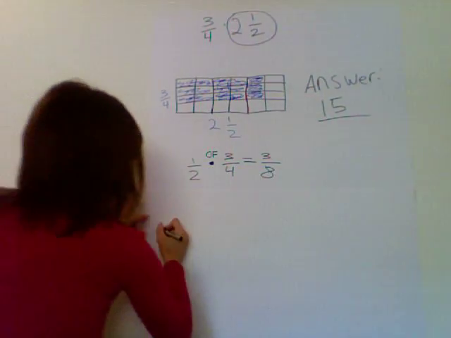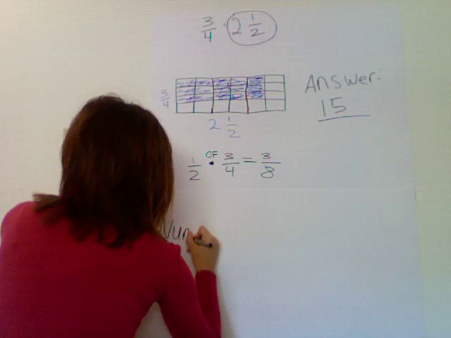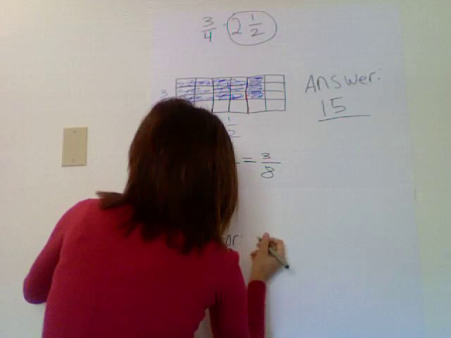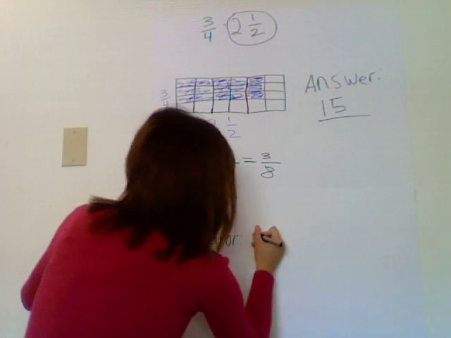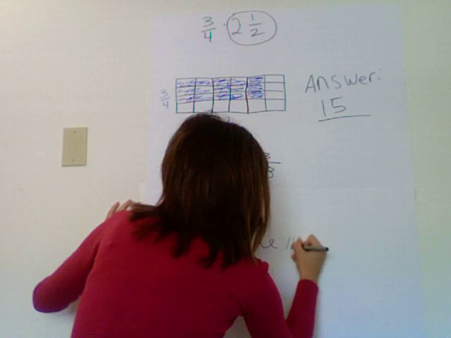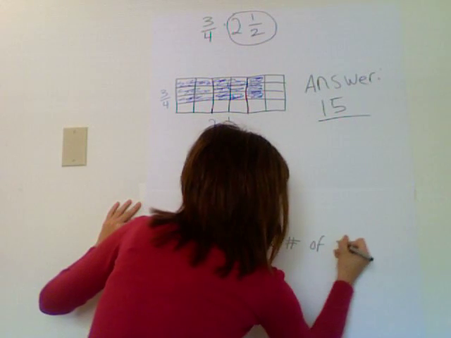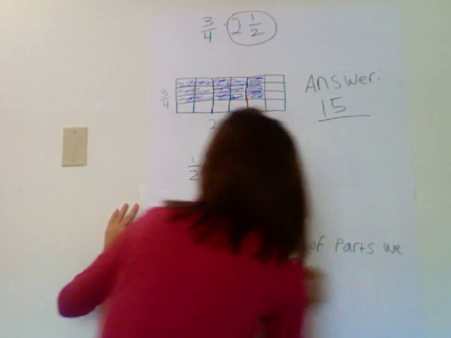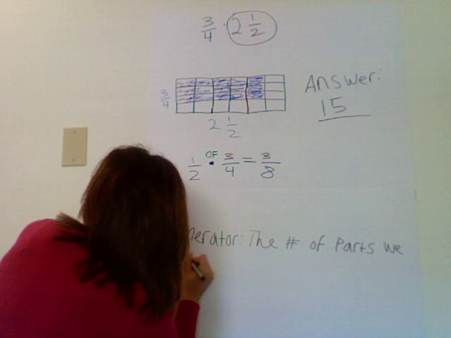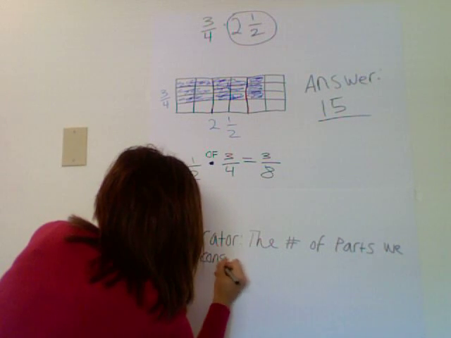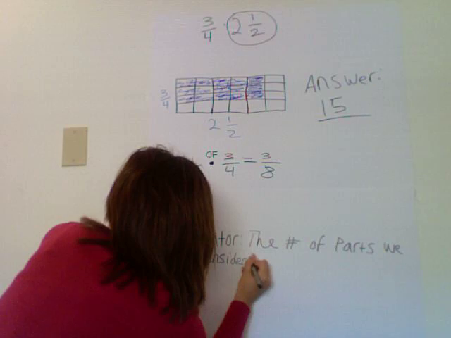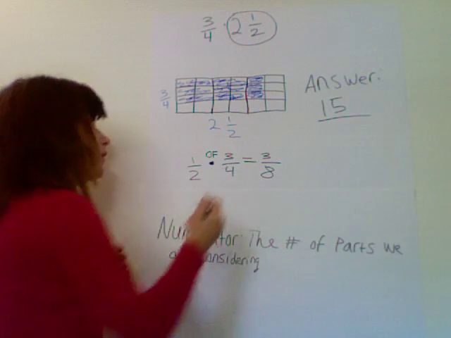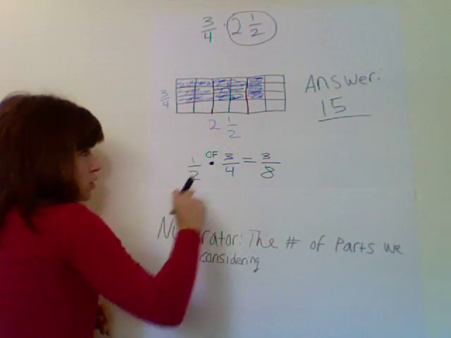And by the way, the numerator tells us the number of parts we are considering. So in this case, the number of parts we're considering is just the shaded part, which is 15.